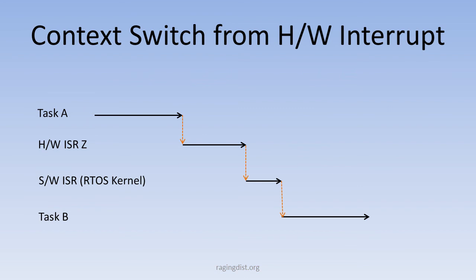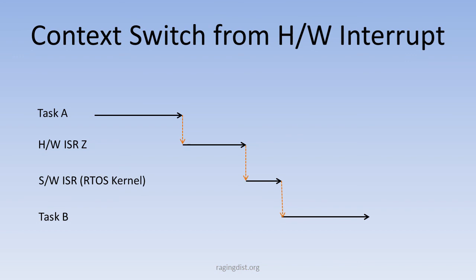So the context switch from a hardware interrupt will follow a similar sequence to what I showed with these two tasks. You've got task A here. Task A is executing. I'm showing this single arrow, but like I showed way back in the beginning, this thing is actually jumping around in loops and function calls. So it's not quite this straight arrow that you see here.